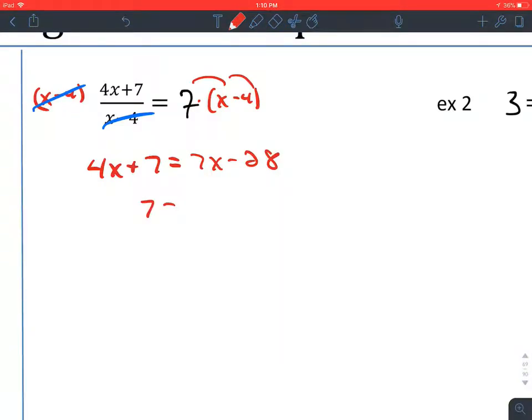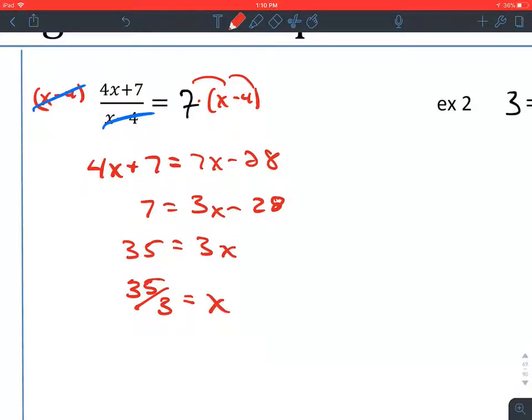I'm going to subtract 4x from both sides. I'm going to add 28 to both sides. I'm going to divide both sides by 3. 3 does not go into 35 evenly, and it does not reduce. So I think my answer is 35 thirds.